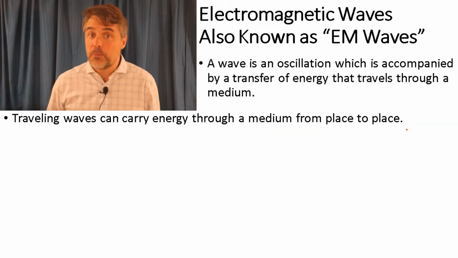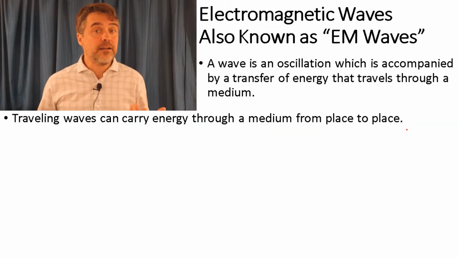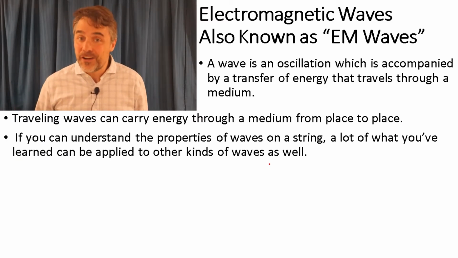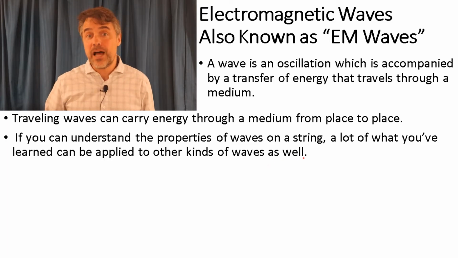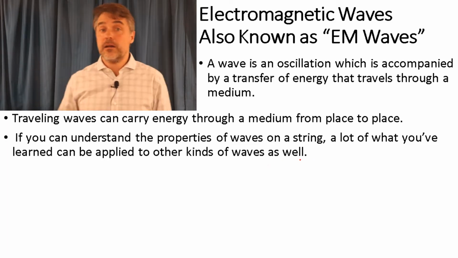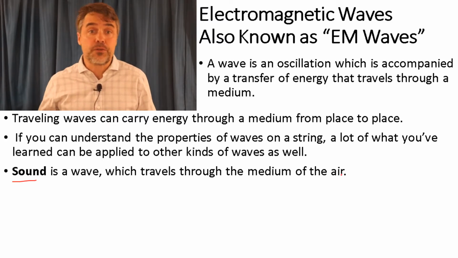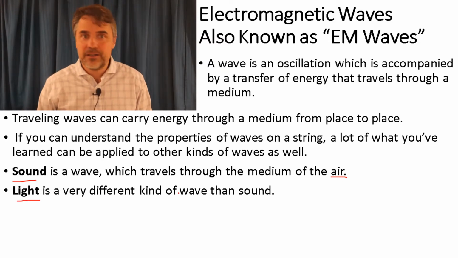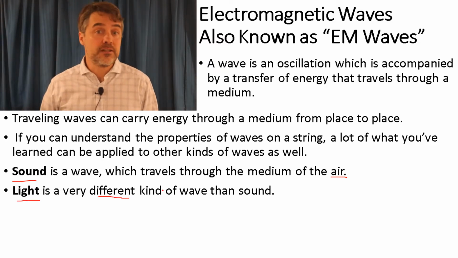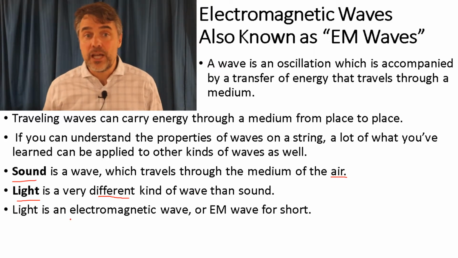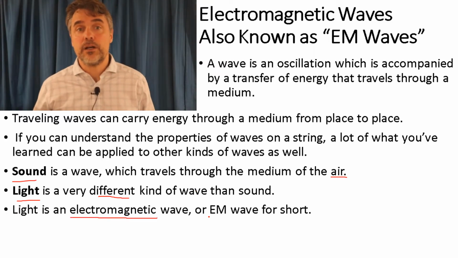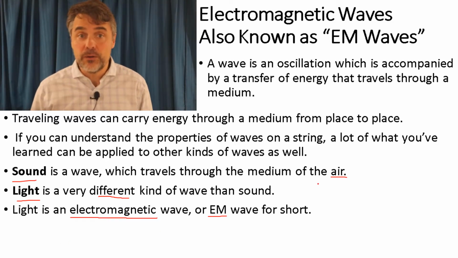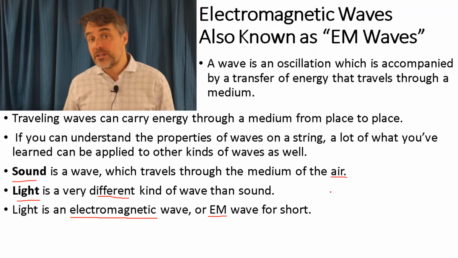Other kinds of waves are more difficult to picture in your head, but if you can understand the properties of waves on a string, you'll find that a lot of what you've learned can be applied to other kinds of waves as well. Sound is a wave which travels through the medium of the air. Light is also a wave, but it's a very different kind of wave than sound. Light is a type of wave called an electromagnetic wave, or EM wave for short. In this video, I'll give you an overview of what EM waves are and why it's important to know about them.